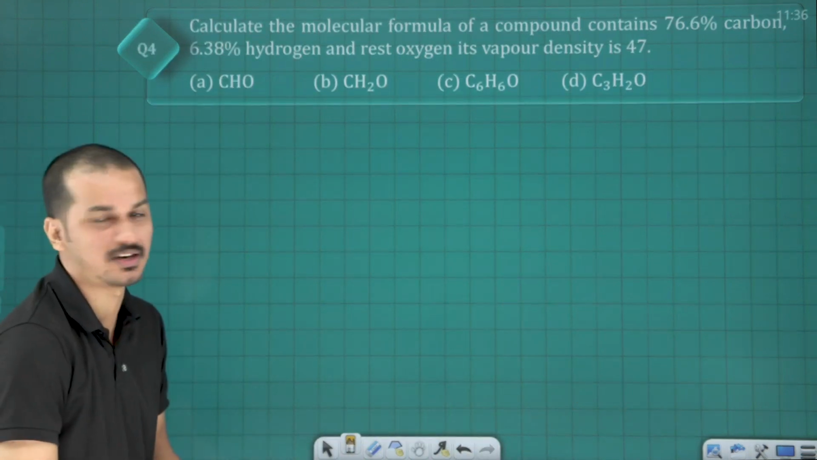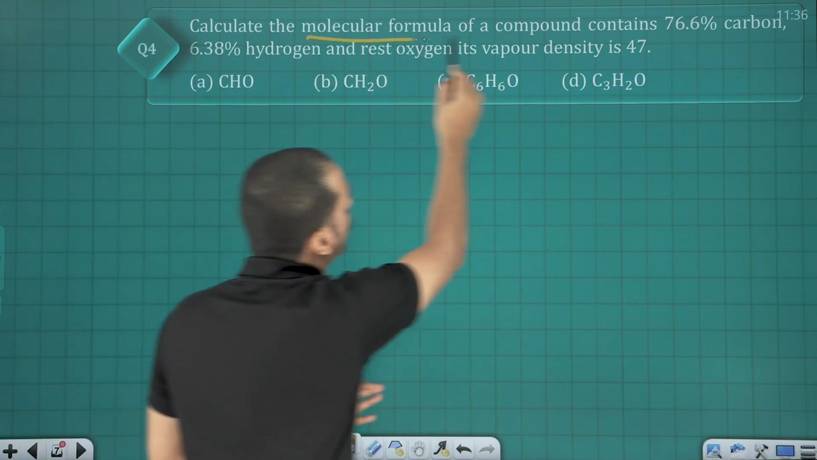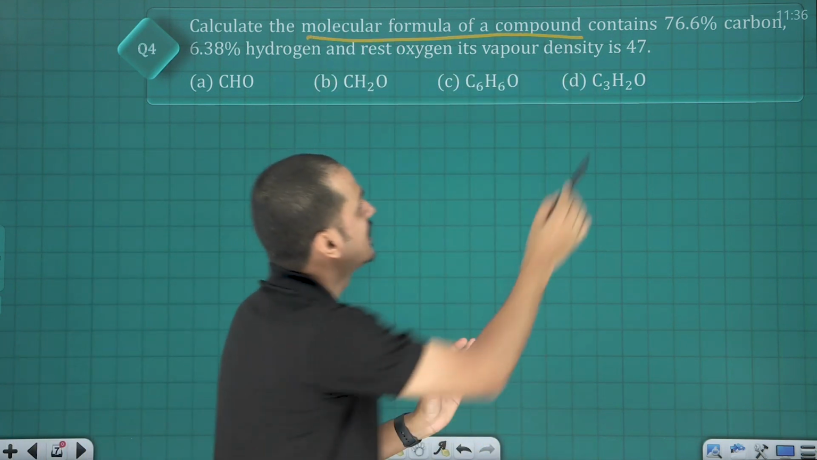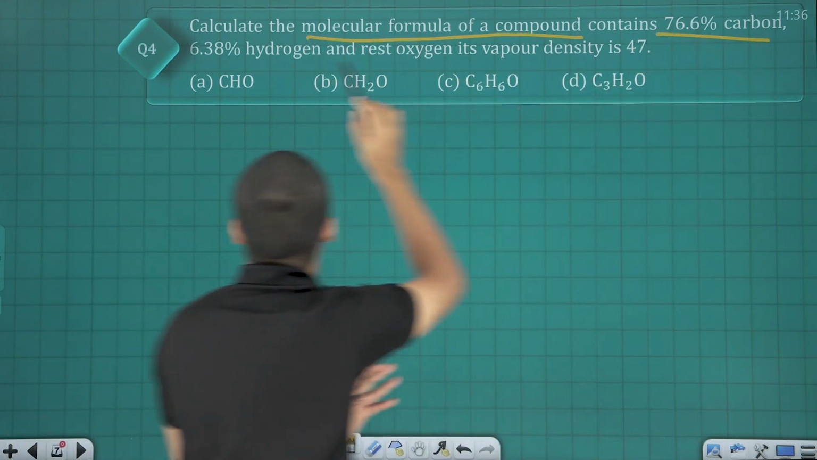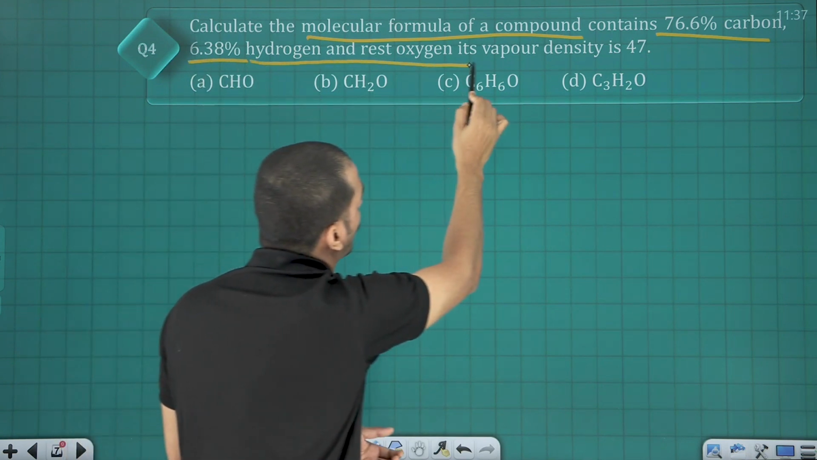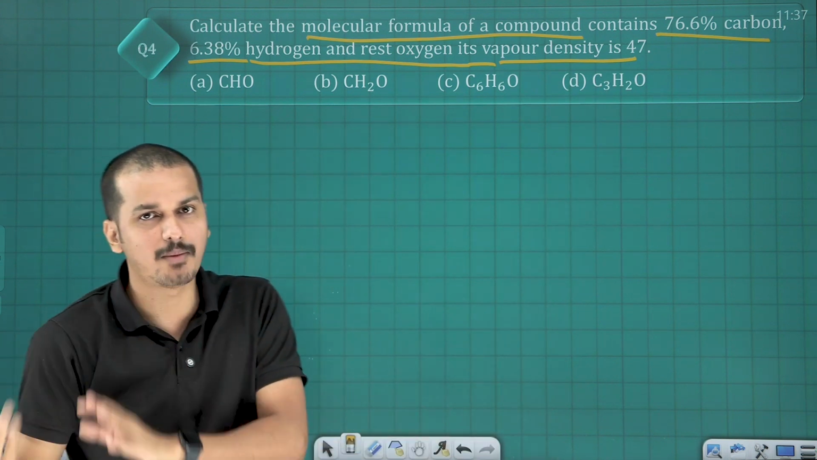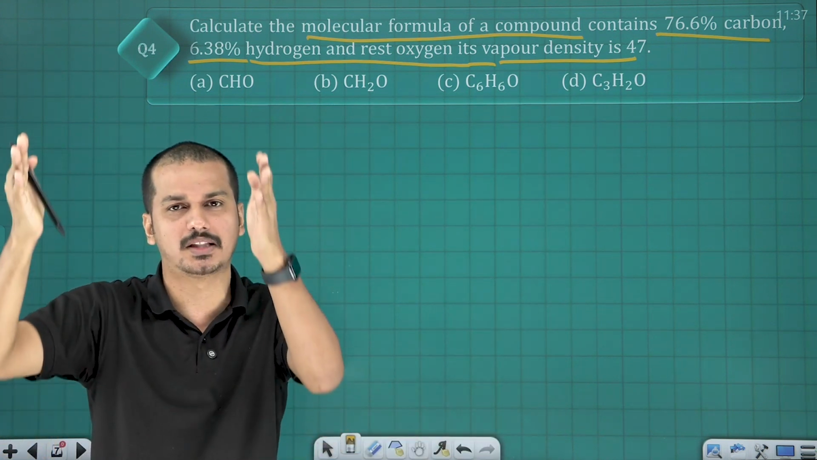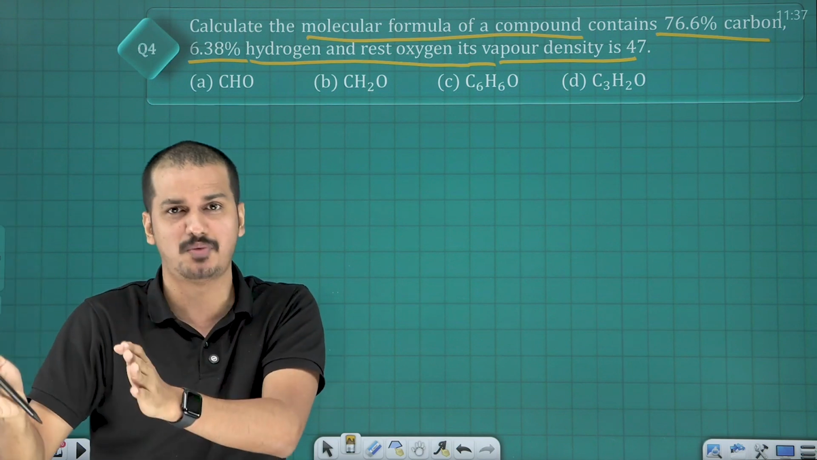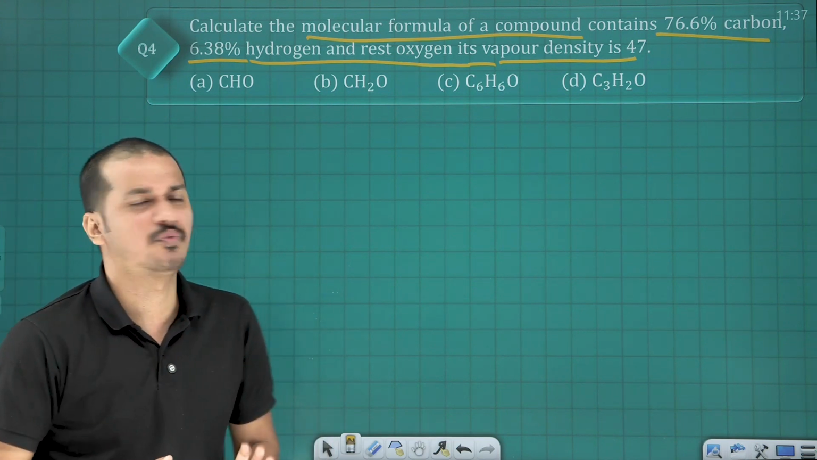What about the question here? Question number 4. Calculate the molecular formula of a compound that contains 76.6% carbon, 6.38% hydrogen and the rest oxygen. Its vapor density is 47. You can go through the normal method, but there's no need to go through percentage by atomic mass and relative ratio. Directly we can find the answer.